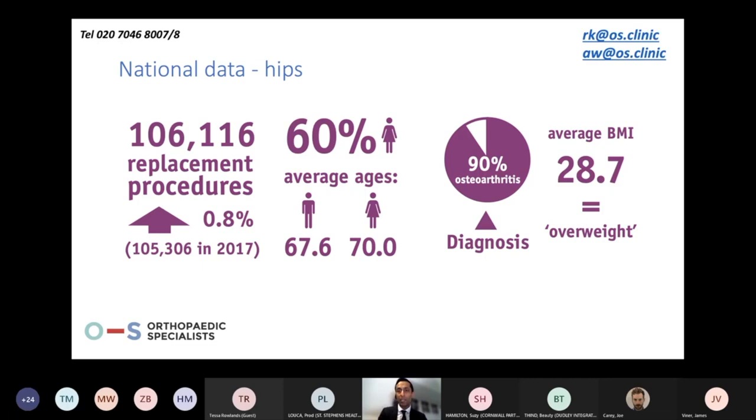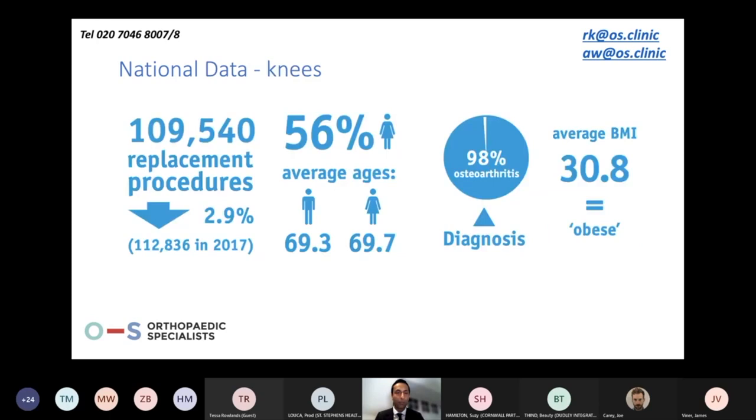The BMI is high, and you can see in the hip group, the BMI is 28.7, so patients are frequently overweight, with the main diagnosis of osteoarthritis. And once again, this slide shows that it affects the female population more. With the knee replacement data, there are more, and it's still around the 100,000 mark, a slight reduction compared to the previous year. And these patients have an obese BMI with an average BMI of 30.8. And the vast majority have osteoarthritis as their primary diagnosis. It's similar in that it affects the female population slightly more, and the age group is typically around 69.